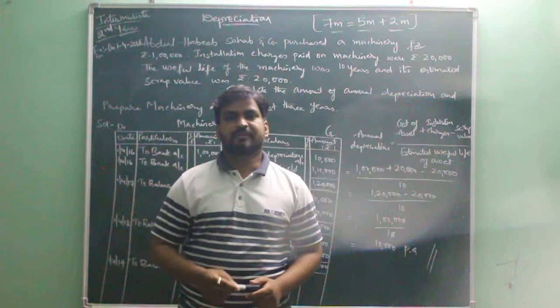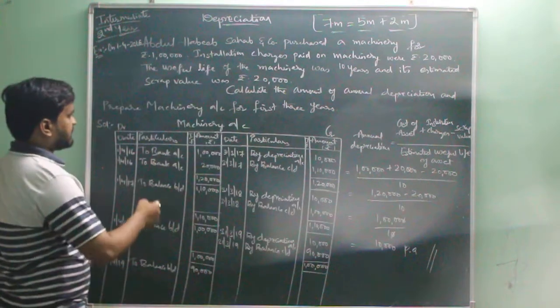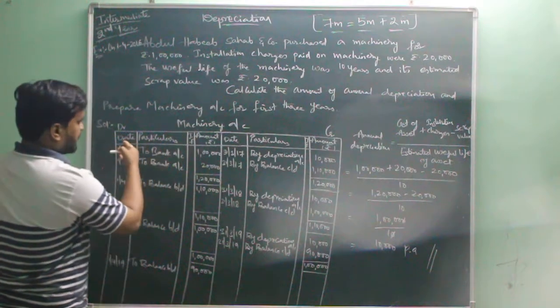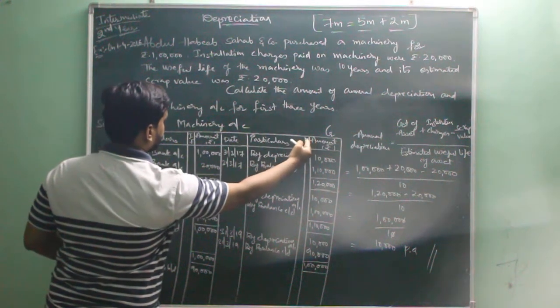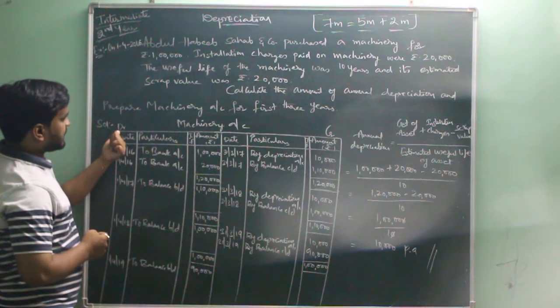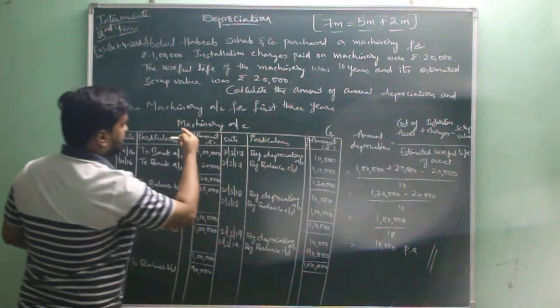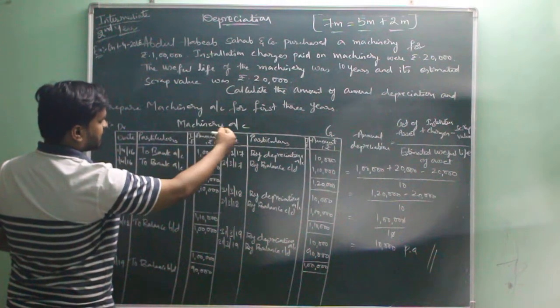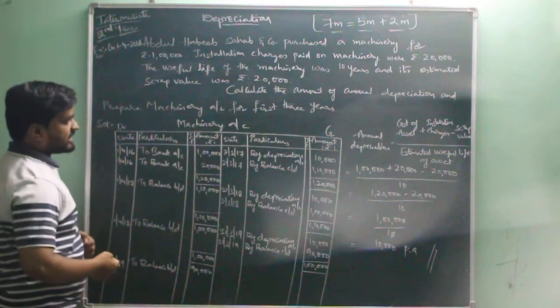Now we are supposed to prepare the machinery account for first 3 years. So here is the format for the machinery account. Date, particulars, journal folio, amount, date, particulars, JF, amount. JF stands for journal folio. Here at the extreme left you will be writing DR, debit, and on the extreme right you will be writing CR, credit, and here you will be writing the name of the asset that you have purchased. So you have purchased machinery, then you will be preparing machinery account.